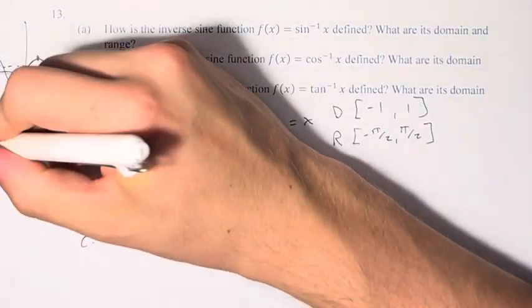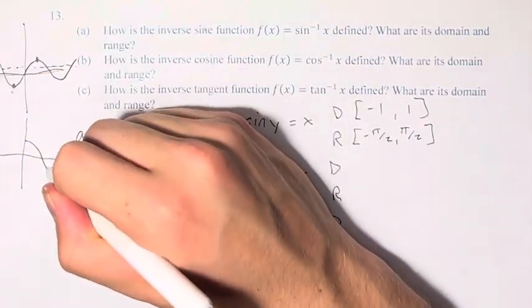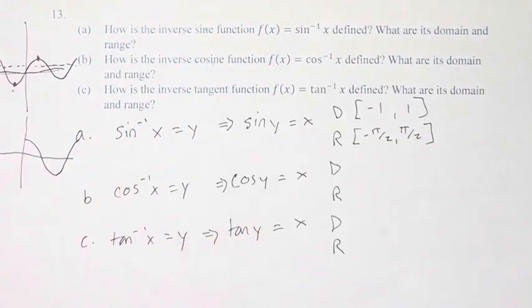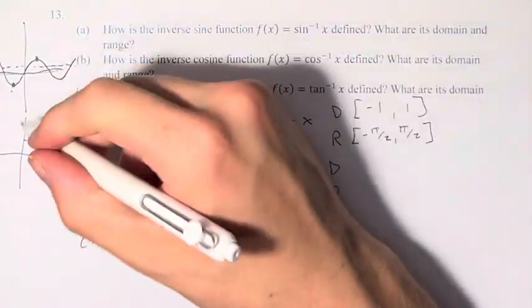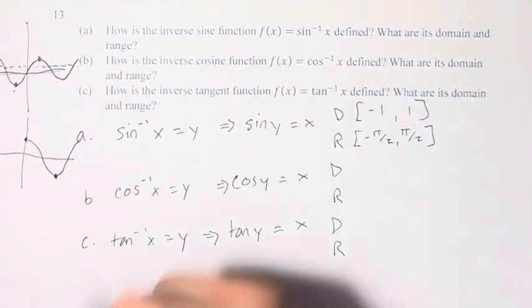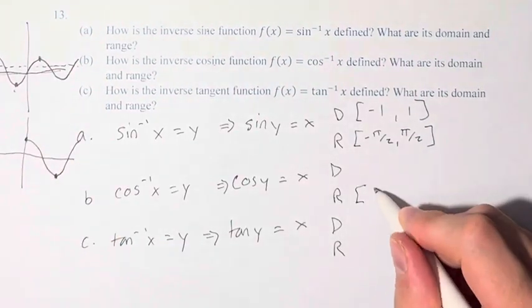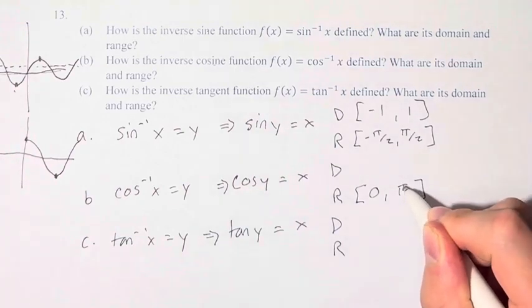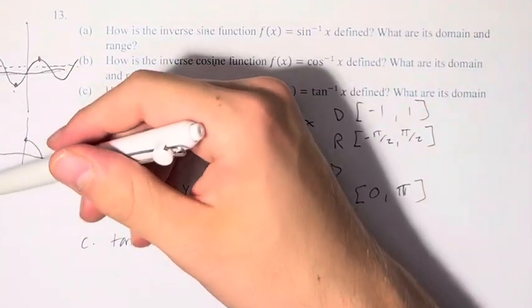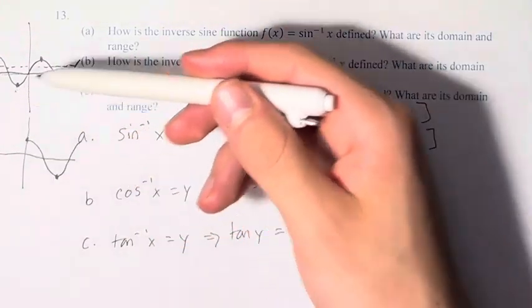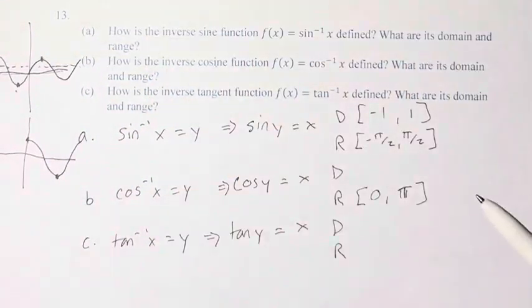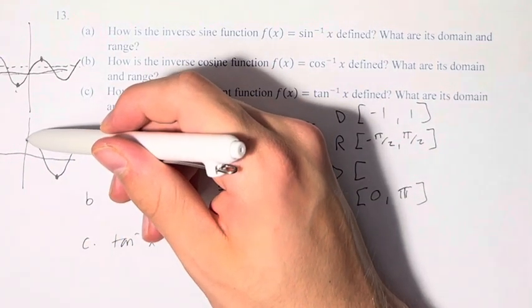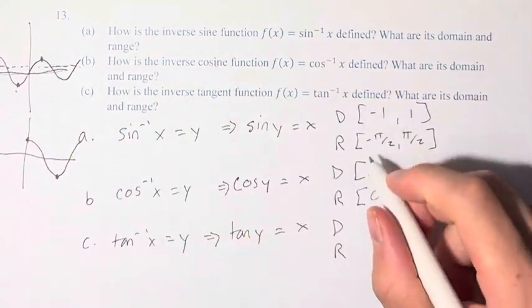I'll draw cosine next. Cosine's inverse is taken from 0 to pi. So the range of this inverse function is 0 to pi, since the domain of the original function was, right? The domain of the original is the range of the inverse. The domain of the inverse is the range of the original, right? They just have to be swapped. So the domain of this function is the range of cosine over this range, which is negative 1 to 1.